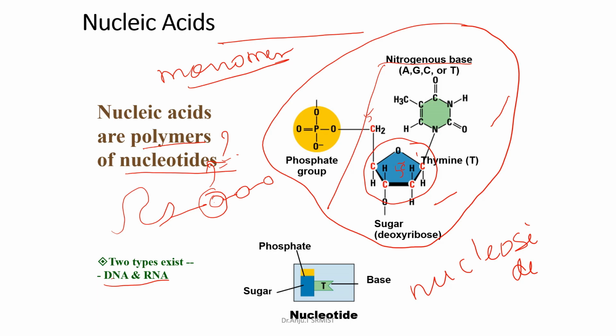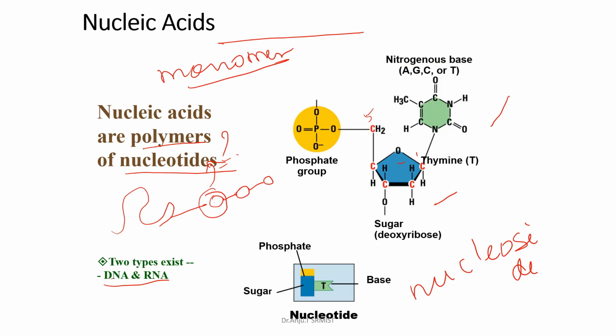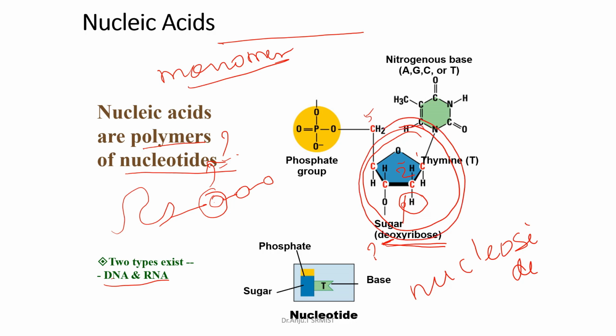Where they differ, in the case of DNA, the 5 carbon sugar is deoxyribose. It has 5 carbons, but here deoxy, somewhere oxygen is missing, at the second carbon position. Usually it has an OH, but this O is missing, so this 5 carbon sugar becomes a deoxyribose sugar. So the nucleic acid which has this deoxyribose sugar is called deoxyribonucleic acid, DNA.